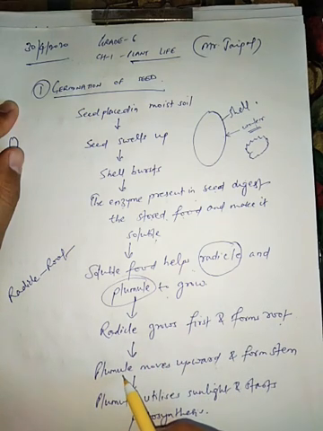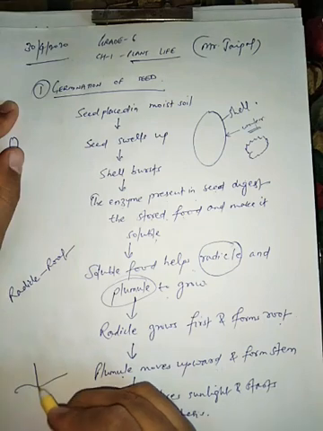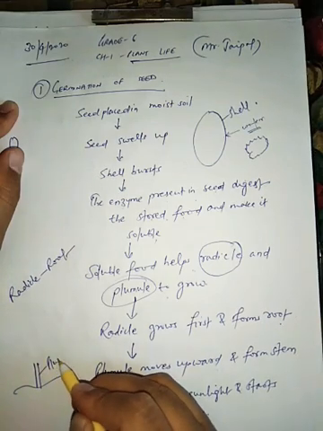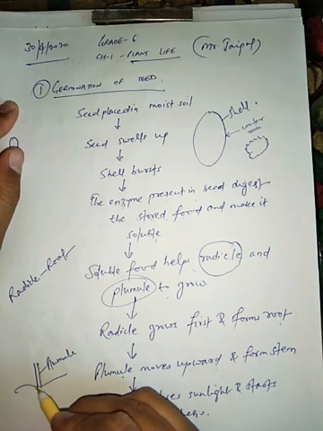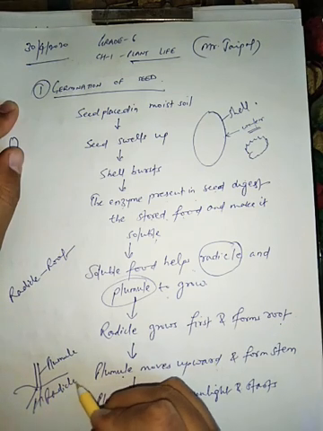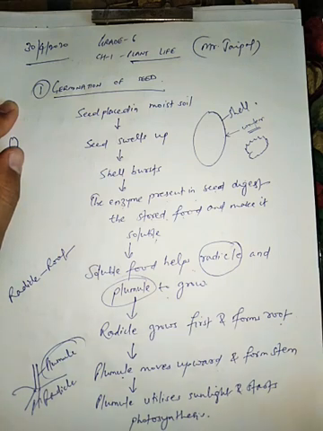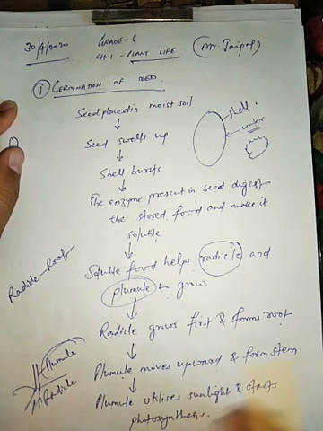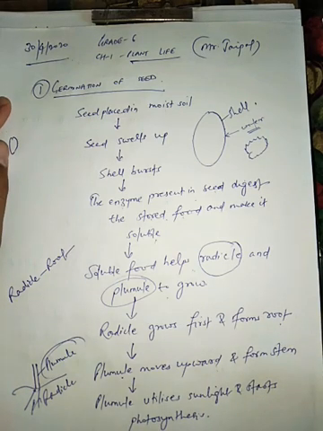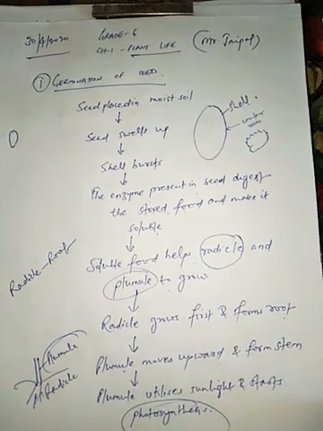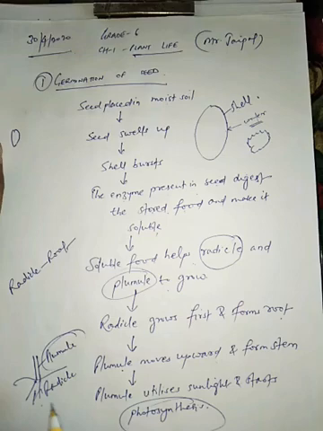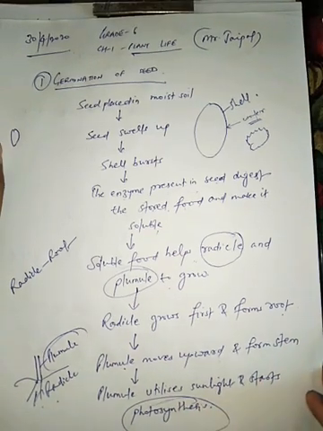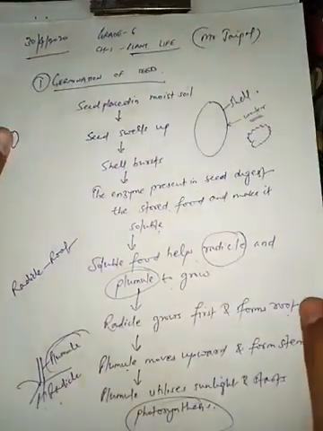Second, the plumule moves upward and it forms stem. Here it is radicle, this is plumule. As soon as this plumule moves upward and forms stem, it utilizes sunlight from the environment and performs the process of photosynthesis. Now photosynthesis, as you already know, means the plant starts manufacturing its own food. Now we will move to the next topic.